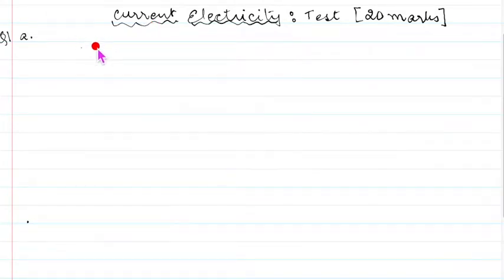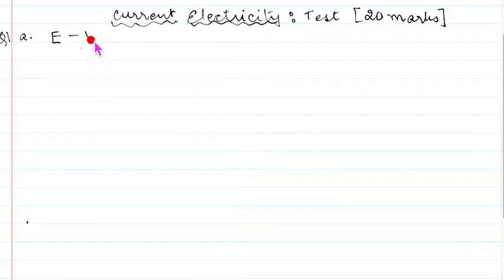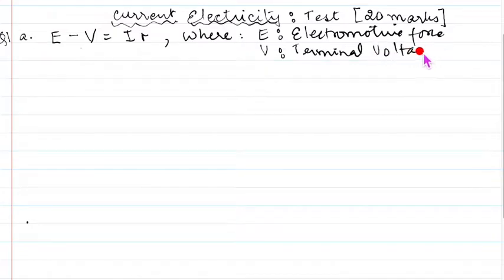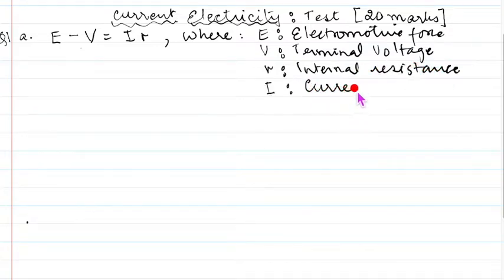Okay? So we are coming to question 1A. The question says, state the relation between internal resistance, terminal voltage and electromotive force. So your relation is E minus V is equal to Ir, and we have to write where E is the EMF. So we will write electromotive force, V is the terminal voltage, and small r is the internal resistance, and I is the current in the circuit. So this was our question 1A, first part.